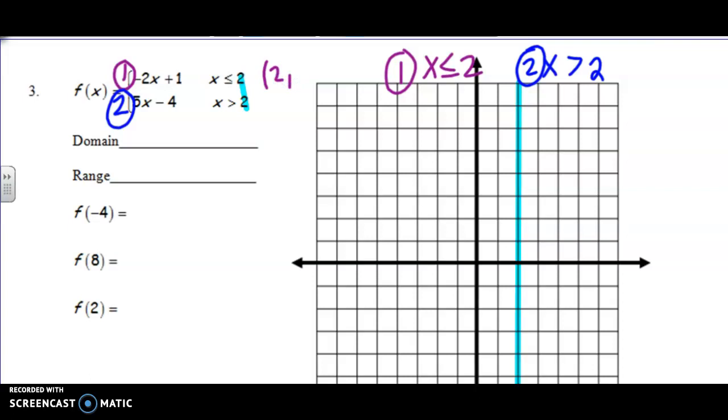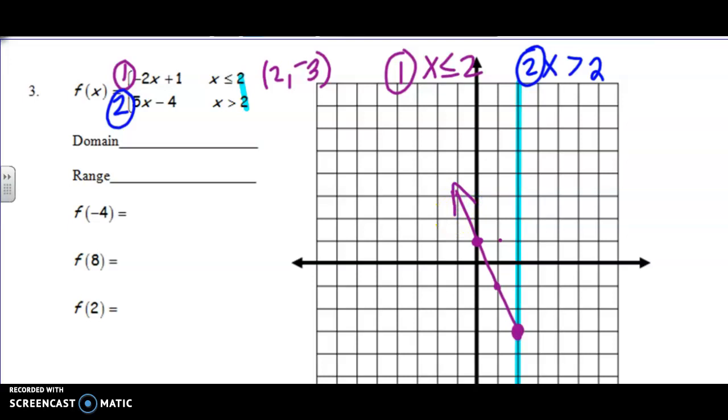So 2 times negative 2 is negative 4. Negative 4 plus 1 gives me a value of negative 3. So 2, and then I get a point at negative 3, making a closed dot. From there, your slope is negative 2. So you would go up 2, left 1, up 2, left 1. And what you notice is right there, there's your original y-intercept, this plus 1 number here. So you definitely would be able to use that still.